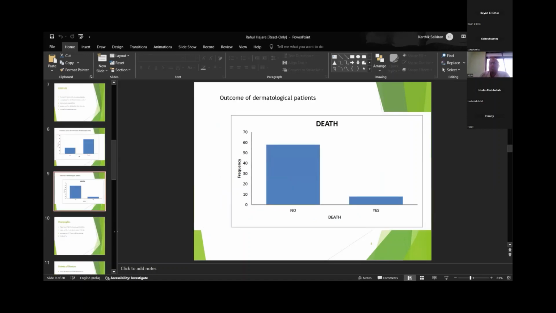In this study, I found that the death percentage is very low. Death frequency is very low. Most of the very severe dermatological infections were very few in number, and there was no death. That is the dermatological outcome of the patients.